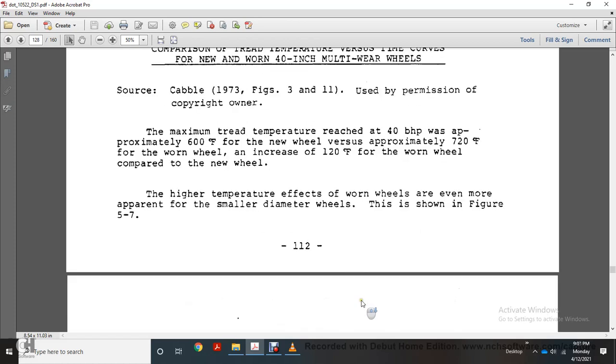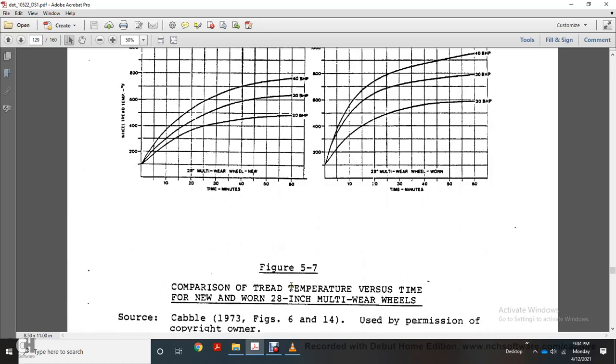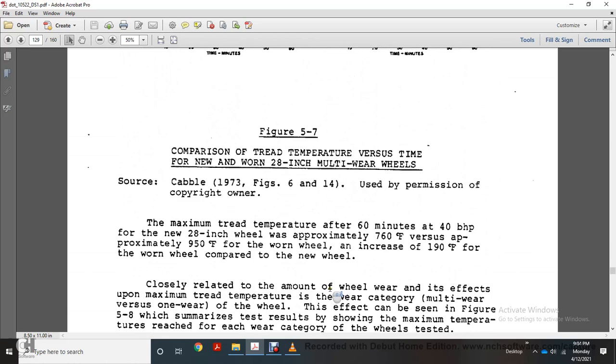This is shown in Figure 5.7, a comparison of tread temperature versus the new and worn 28-inch multi-wear wheels. The maximum tread temperature after 60 minutes with 40 bhp was approximately 760 degrees Fahrenheit with the new 28-inch wheel, versus approximately 950 degrees Fahrenheit with the worn wheel, an increase of 190 degrees Fahrenheit compared with the new wheel.